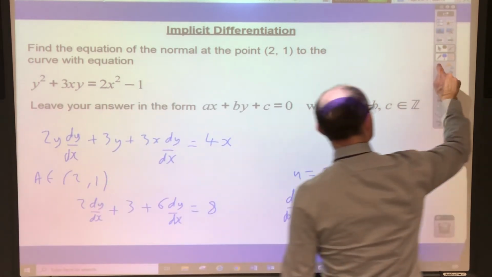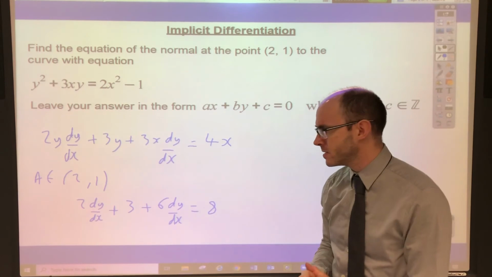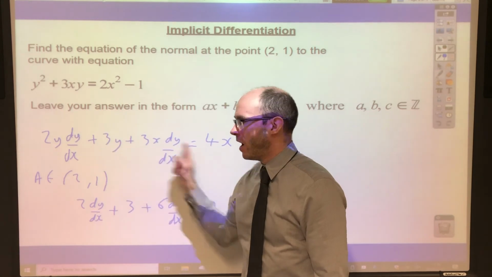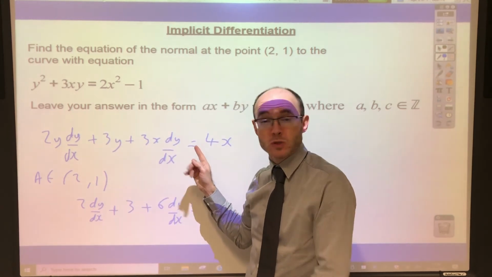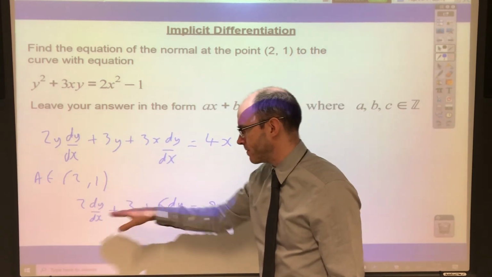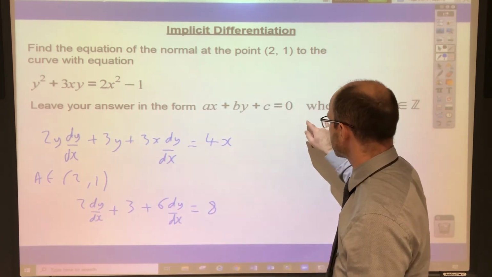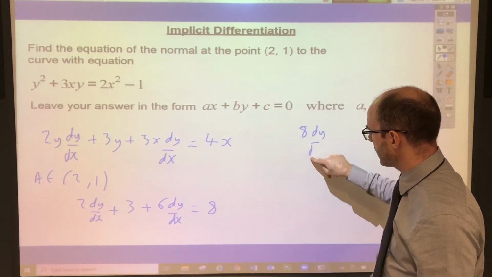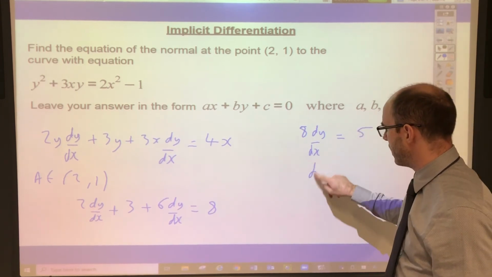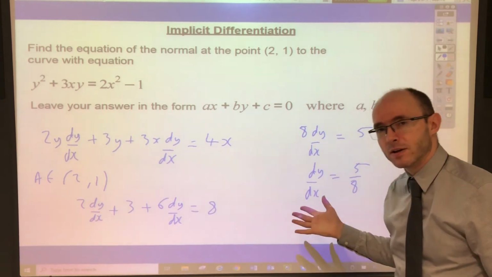You do need to find what the gradient is, so you do need to find dy/dx, but what I'm saying is it's now going to be easier to find dy/dx when the numbers are in. It's a bit harder to rearrange and make dy/dx the subject when it's all in terms of variables, but when it's in terms of numbers it's easier. So that's why my suggestion is substitute that point in first and then rearrange. So you've got 2 dy/dx plus 6 dy/dx, so that's 8 dy/dx, and then if you put the 3 onto the other side, that's equal to 5, and then just divide. You have dy/dx is equal to 5/8. Okay, and that's what dy/dx is.